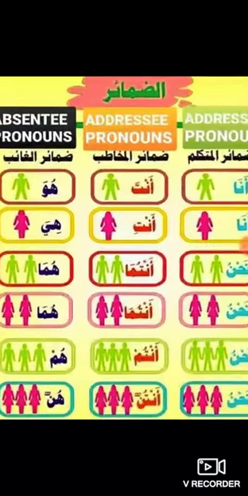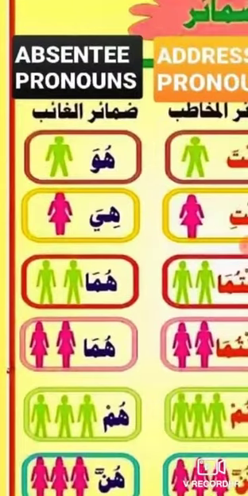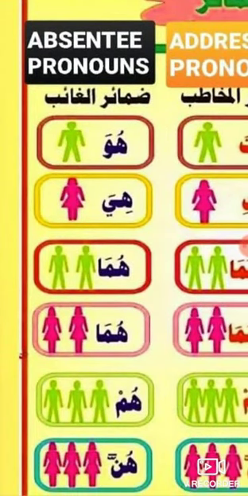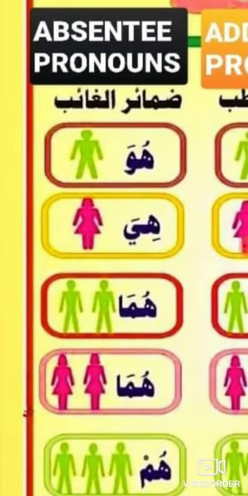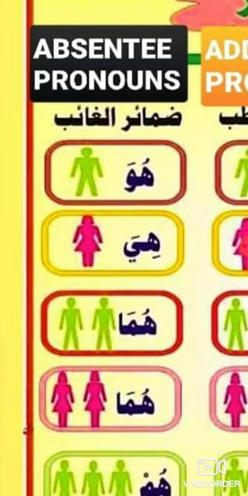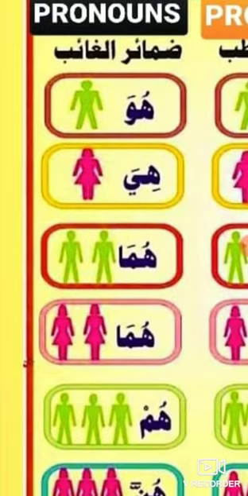Let's head on to this one, the absentee pronouns. I just wrote it absentee to make you understand that it's talking about someone who's not present, like he, she, they, like he went, he said. It's what stands for the third person pronouns, ضمائر الغائب, the ones who are not present. For male, of course, a lot of you already know this. This is basic stuff. Male, it's huwa. Female, it's hiya. Two males, huma.